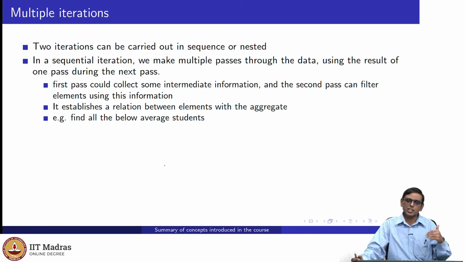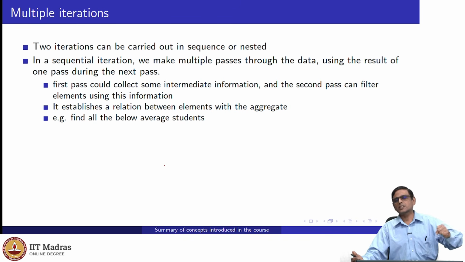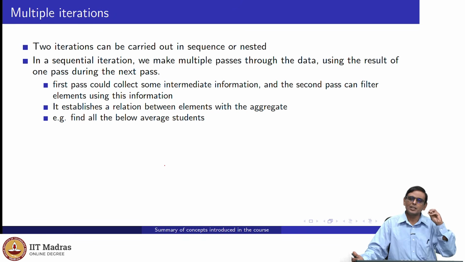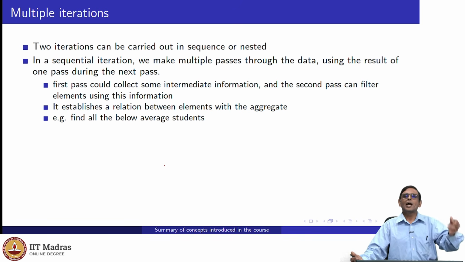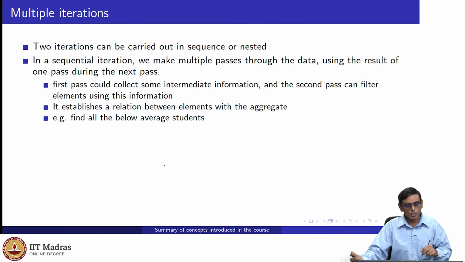So when you do sequential iteration, that is one after the other, one pass is processing the data to create some intermediate information. The second pass is using this intermediate information to do something. So usually you are finding the relationship between an element and the aggregate. For example, in the first pass you find an average, and in the second pass you collect all the students who are above average. So the first pass is accumulating the sum and finding the average. The second pass is using that average to accumulate a list of students above average. Right? This is what you're doing. So both are filtering and accumulation only, but you're doing one after the other, and you're using the result of the first in the second. So this is an example of sequential iteration.